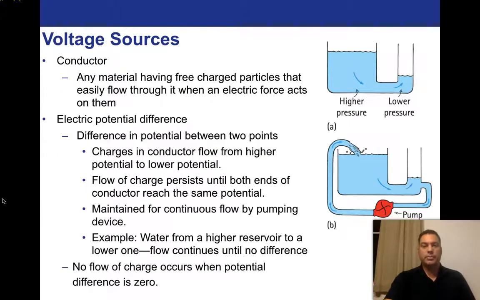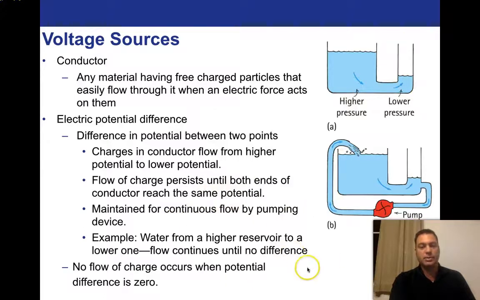And again, another review. Conductors: any material having free electrons or free charged particles that easily flow through it when an electric force acts upon them. And for the electric potential difference, charges in a conductor flow from higher potential to lower potential. Flow of charge persists until both ends of the conductor reach the same potential. In other words, this is trying to fill it up. It's maintained for continuous flow by a pumping device.